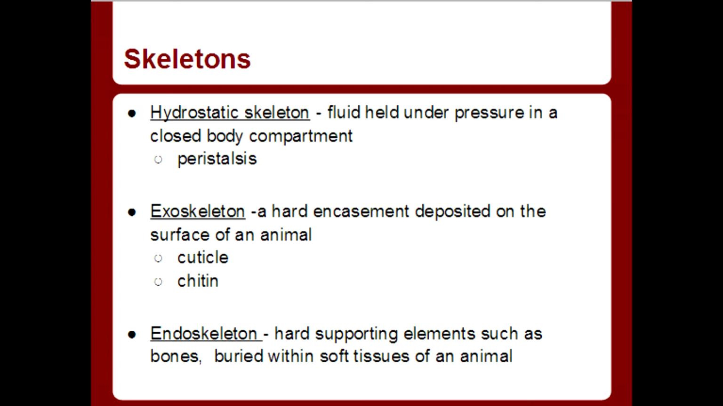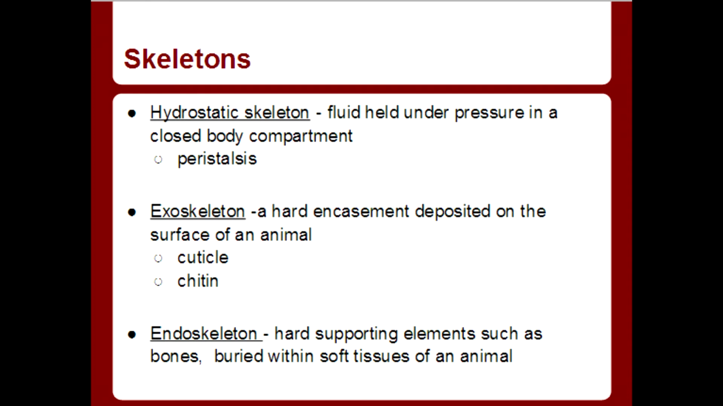There are three types of skeletons. There's a hydrostatic skeleton, which is fluid held under pressure in a closed body compartment, and it moves through peristalsis. It's like a worm that contracts in one area, so it gets thinner, but it gets wider in the back, and that's how it moves along.